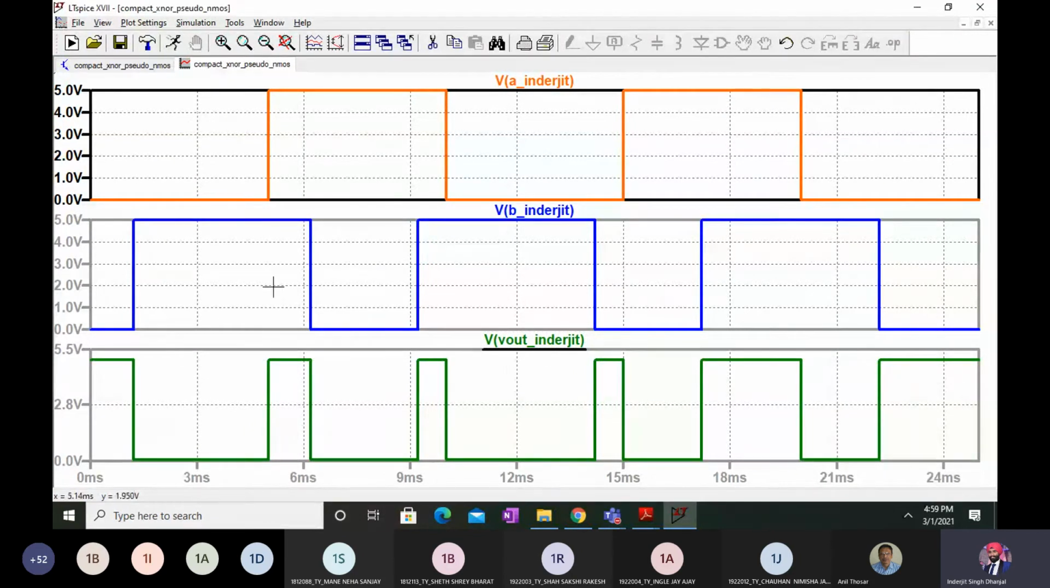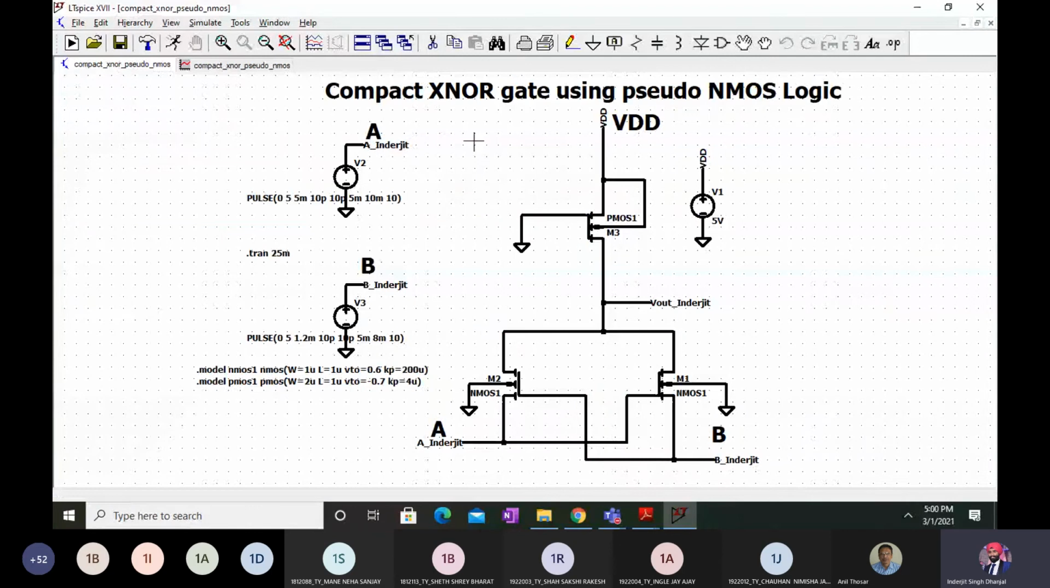So how does the XNOR gate work? When will it be high? Whenever both the inputs are the same. So in your first case, it is 0, 0, so it is high. Here it is 1 and 1, it is high, logic 1. Again, here it is 1 and 1, it is high. And whenever the inputs are not equal, here it is 0 and 1, it is low. Here it is again 1 and 0, it is low. So you can see this compact XNOR design with only three transistors will give the functionality of the XNOR gate using almost like a pseudo NMOS logic.